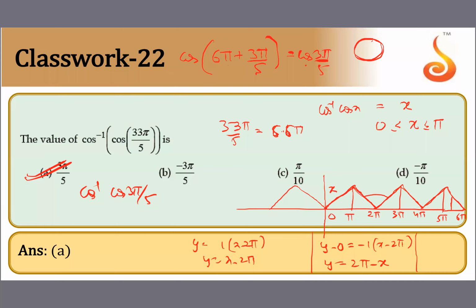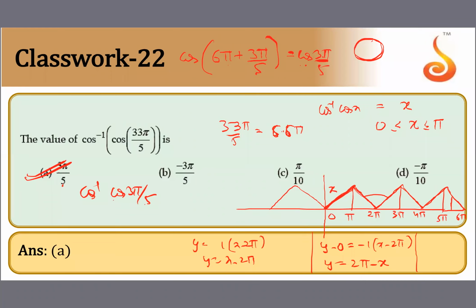You have to bring in the principal angle between 0 to pi. So 6 pi means 3 rounds are over, giving cos 3 pi by 5. So cos inverse of cos 3 pi by 5 is 3 pi by 5. Got it? Good.